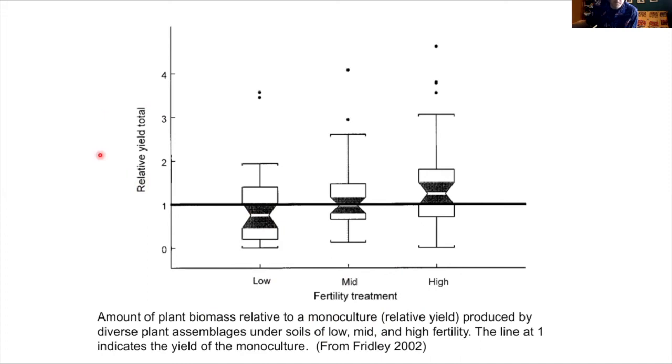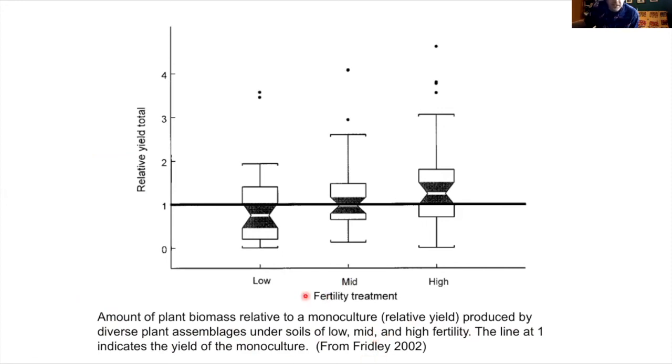What is the yield? And when we look at the caption, we see this is a graph of the amount of plant biomass relative to a monoculture. So a monoculture is when you only grow one species. Relative yield produced by diverse plant assemblages under soils of low, mid, and high fertility. The line at 1 indicates the yield of the monoculture.